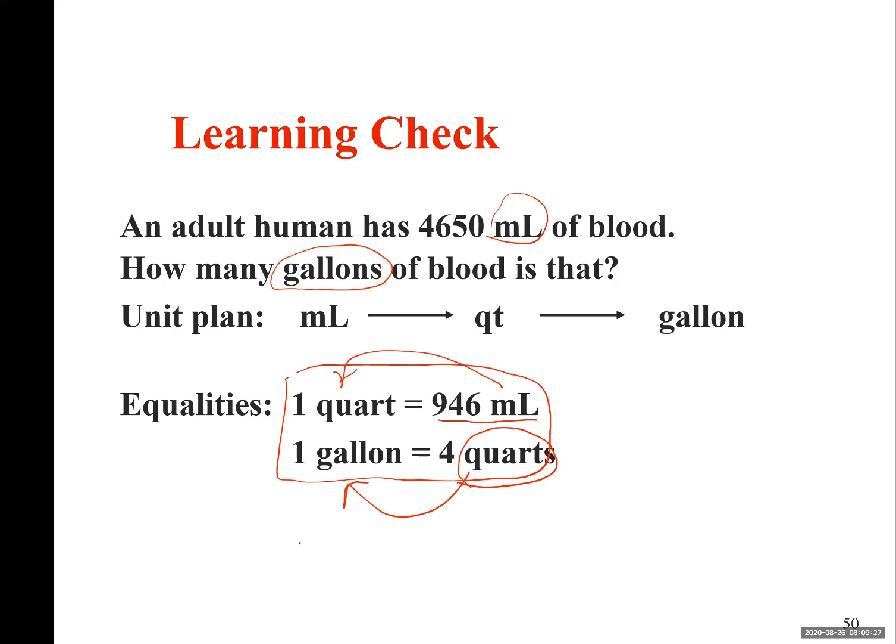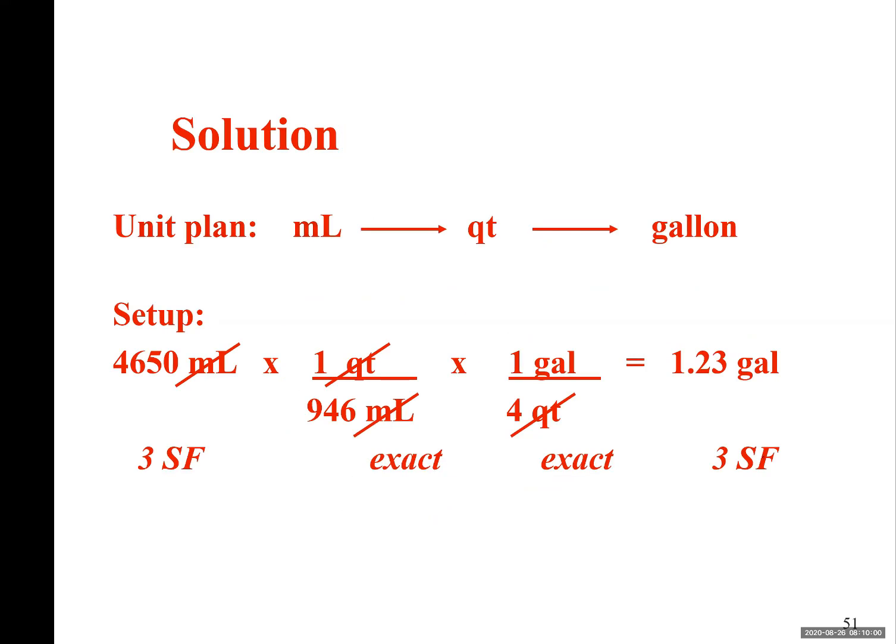Because milliliter and gallons are not directly related, you are not given a relationship. So you can bridge by going from milliliter to quart, and then quart is related to gallons. So you have to use two conversion factors here. According to this plan, I'm going to the next slide.